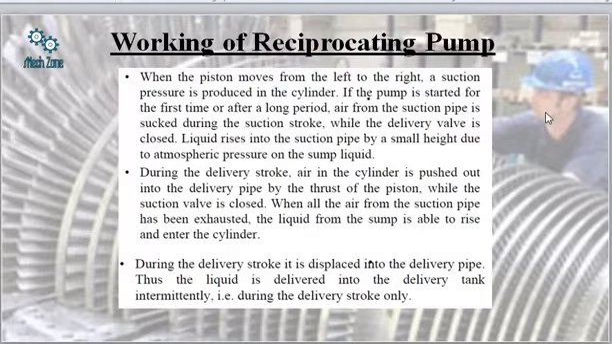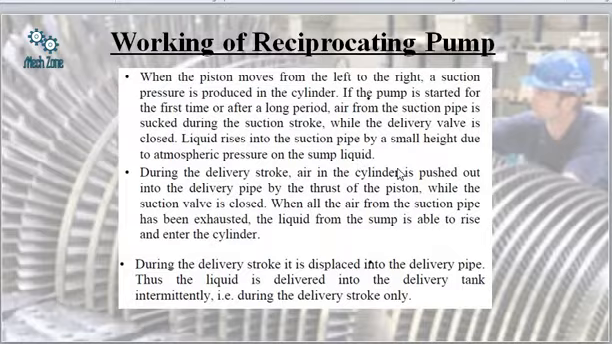Now, how does the working of the reciprocating pump take place? When the piston moves from left to right, a suction pressure is produced in the cylinder. Because of this suction pressure, the liquid is sucked from the sump level into the cylinder. Air from the suction pipe is sucked first during the suction stroke, while the delivery valve is closed. The delivery valve is closed during suction, and the liquid rises into the suction pipe by a small height due to atmospheric pressure on the sump liquid.